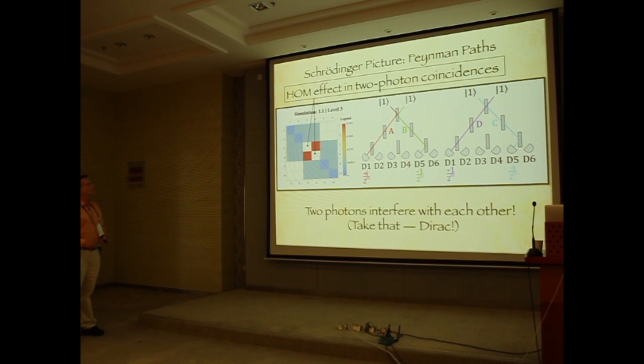Then you can do the 2 photons. And again, you have all of these paths. You tabulate the paths, add them up, square them, and then you can calculate the probability a single detector fires, a pair of detectors fire in coincidence, and away you go.